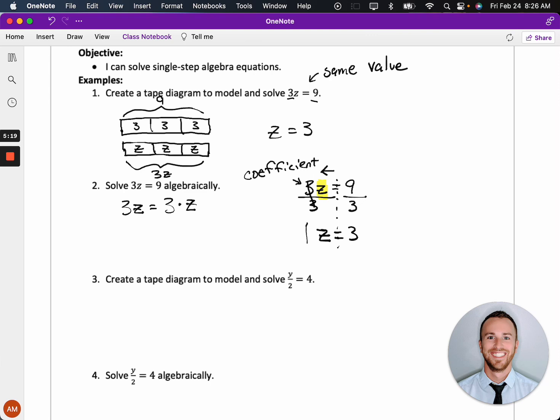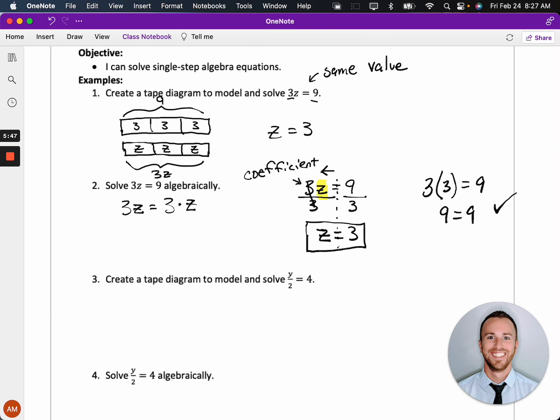Okay, now again, we found the same answer for both: z was 3. But my process of algebraically solving this is really important to understand. Now I'm just going to substitute the value 3 back in for z and see if it turns out to be true. So 3, and now instead of z, I'm going to substitute in the 3. Does that equal 9? Well, 3 times 3 is 9. 9 equals 9, so I'm good.